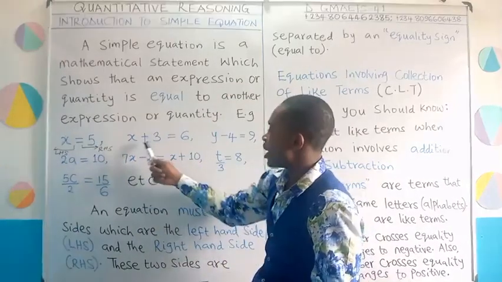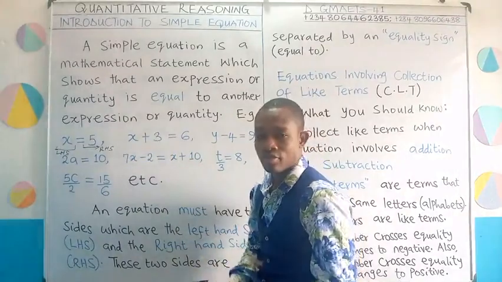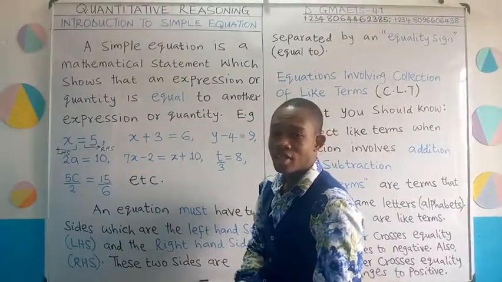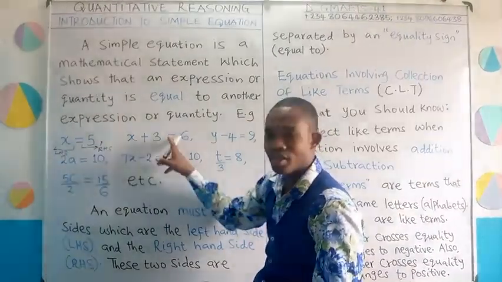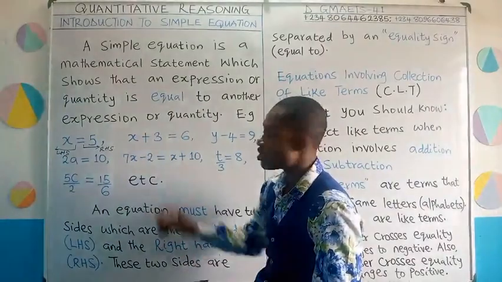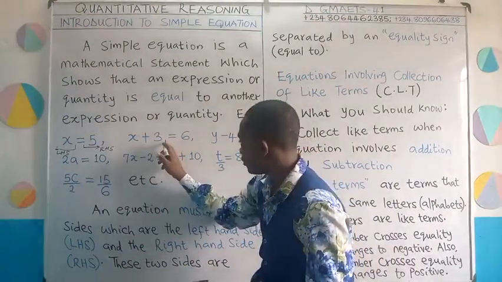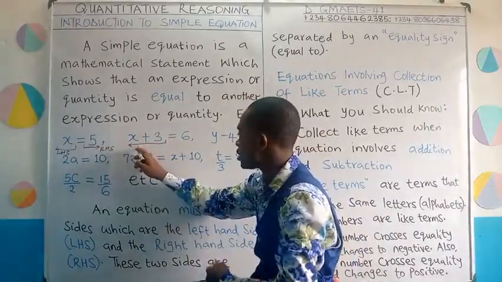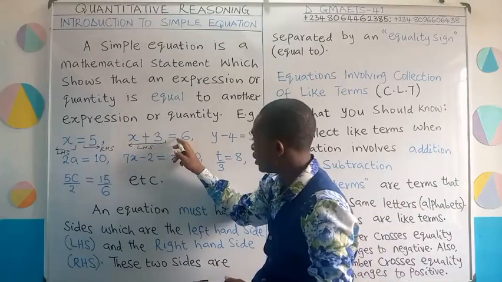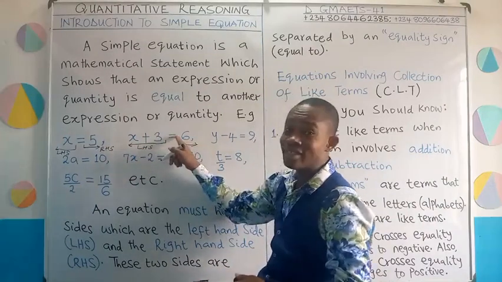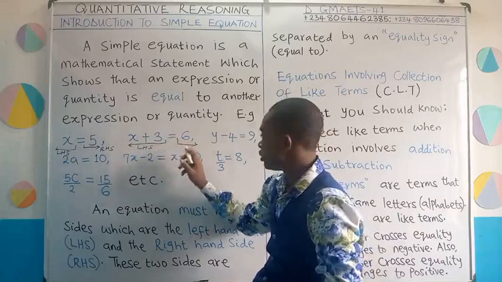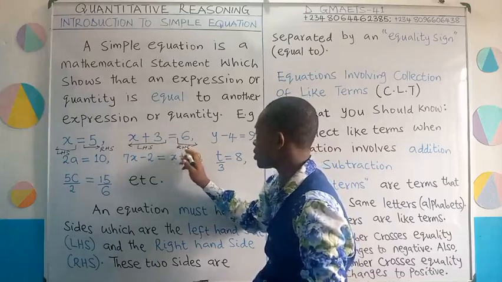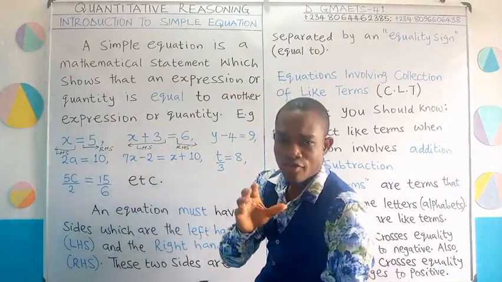Let us look at another example. X plus 3 equal to 6. This is also another equation. You have the left hand side and the right hand side. That equality sign separates or divides this equation into two parts. From the beginning of the equal to sign, to the left is your left hand side of the equation. And from this side, the end point of the equal to sign, this way is the right hand side of the equation, RHS. I hope you are following what I'm saying.